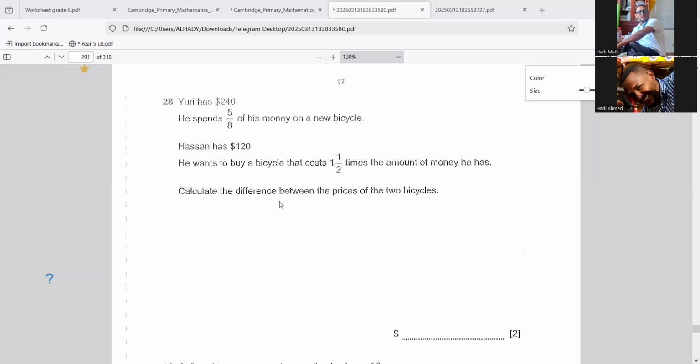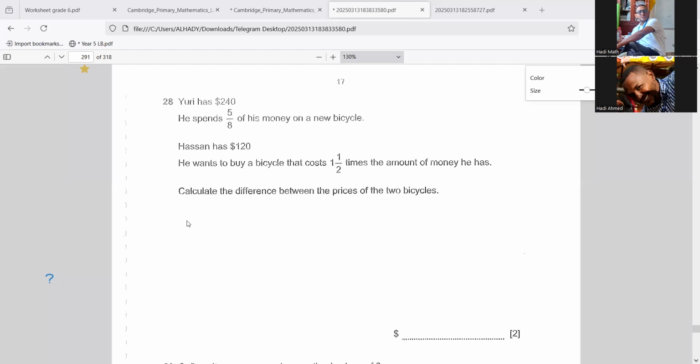Okay, look at this type of question. We have Yuri, who has $240. He spends 5/8 of his money on a new bicycle. Hassan has $120 and he wants to buy a bicycle that costs 1 and 1/2 times the amount of money he has. Calculate the difference between the two bicycles.